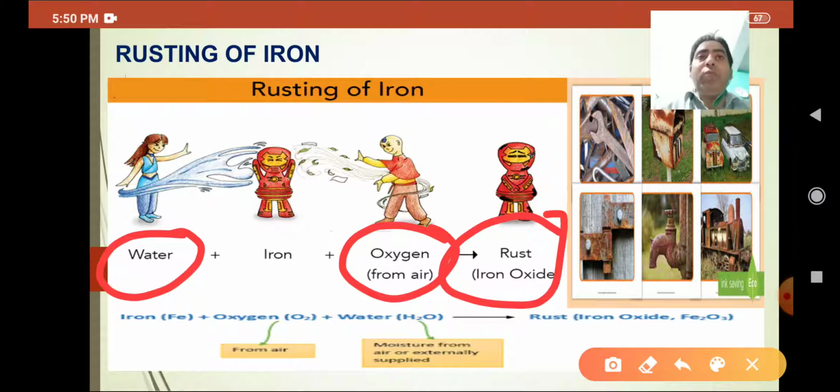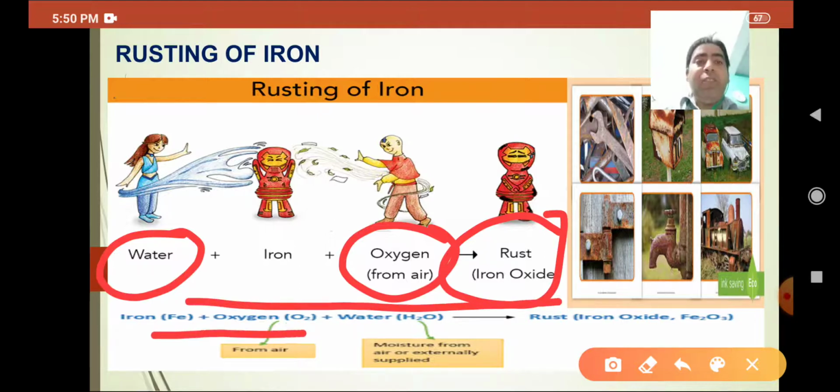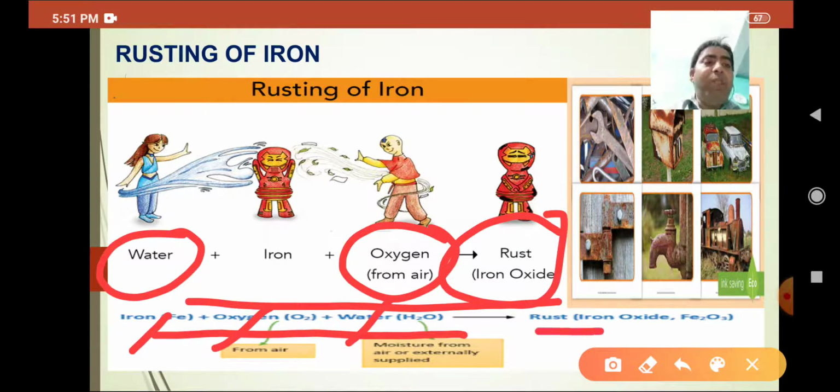So this process of rusting can be expressed in this equation. Here you can see the equation: iron, oxygen and water. Then what is formed? Rust is formed, that is iron oxide.